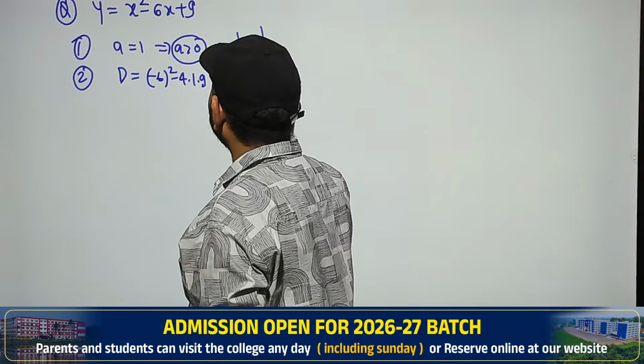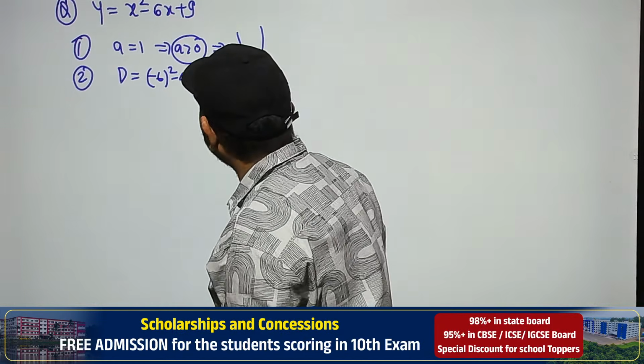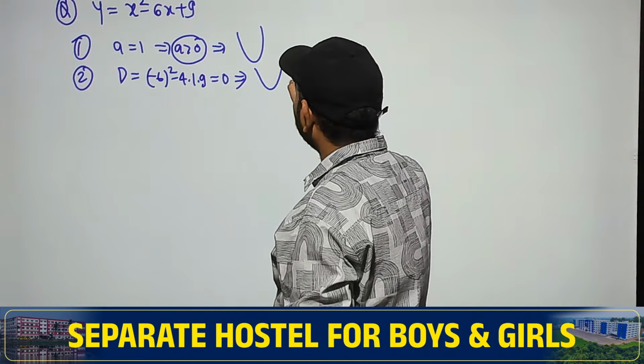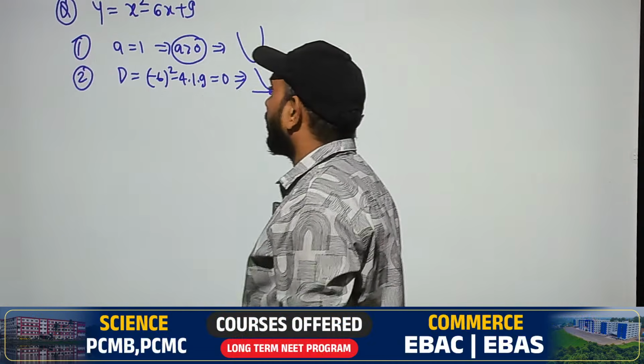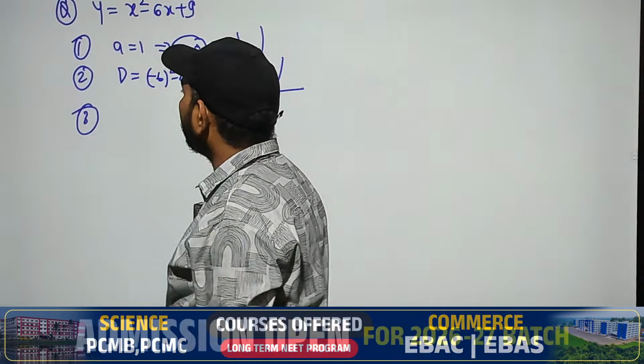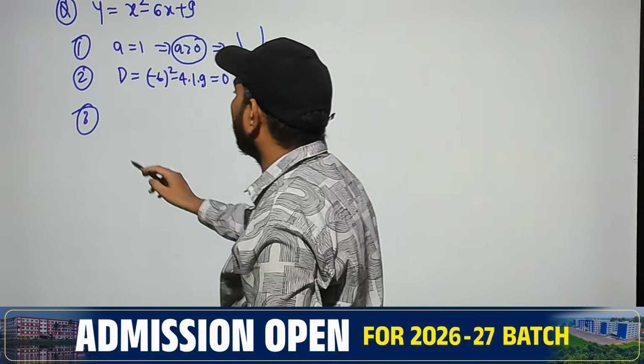So what is this? 0. Now D is 0. D equal to 0 means touching. Now the next step is 3. 3 means vertex.